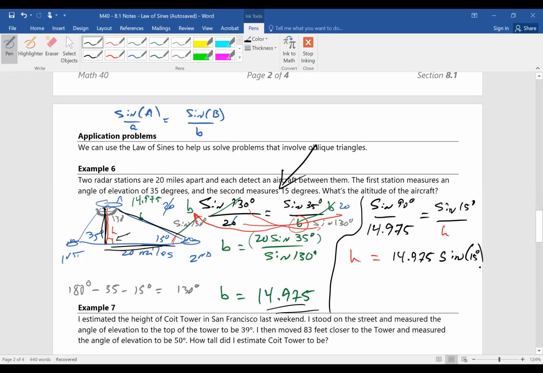Sine of 15 degrees all over the sine of 90. Now, right off the bat, you should be able to tell me the sine of 90 is 1. So you can just completely disregard the bottom. And my h, as I'm looking at my notes again, just to save time, it should be 3.874 miles high, depending on how much you're rounding this number. If you rounded it to 14.98, you might be just a hint off. But here's where your rounding comes into play too.